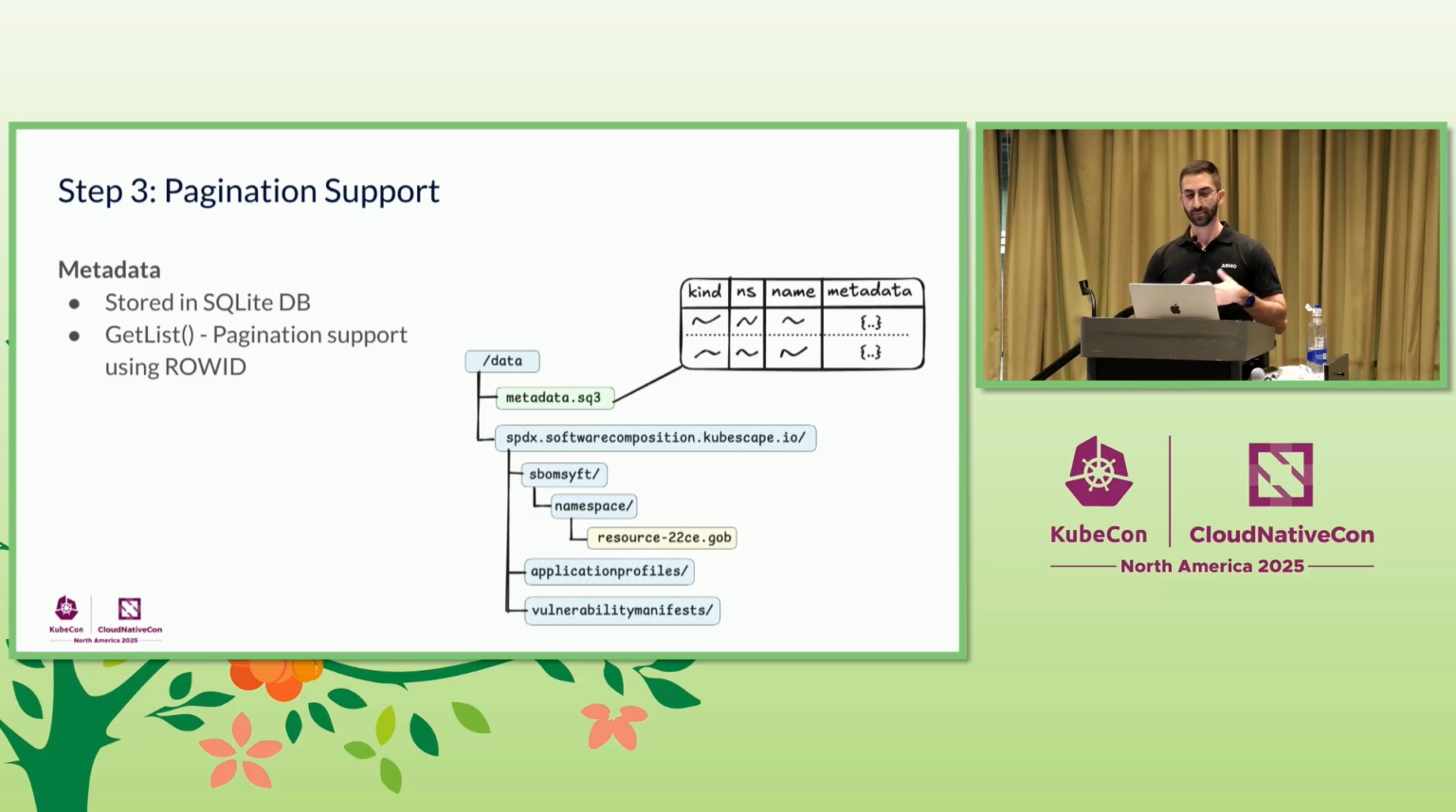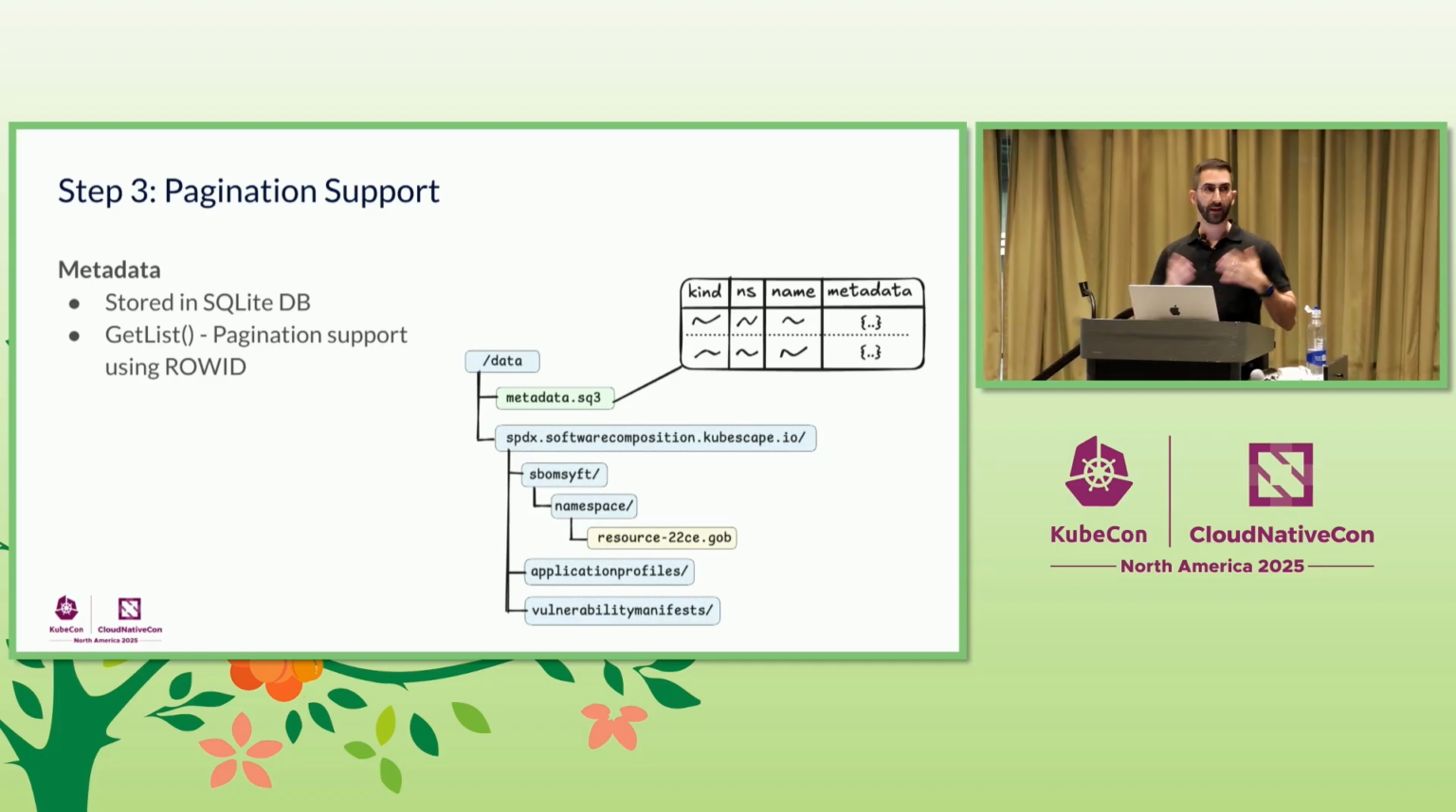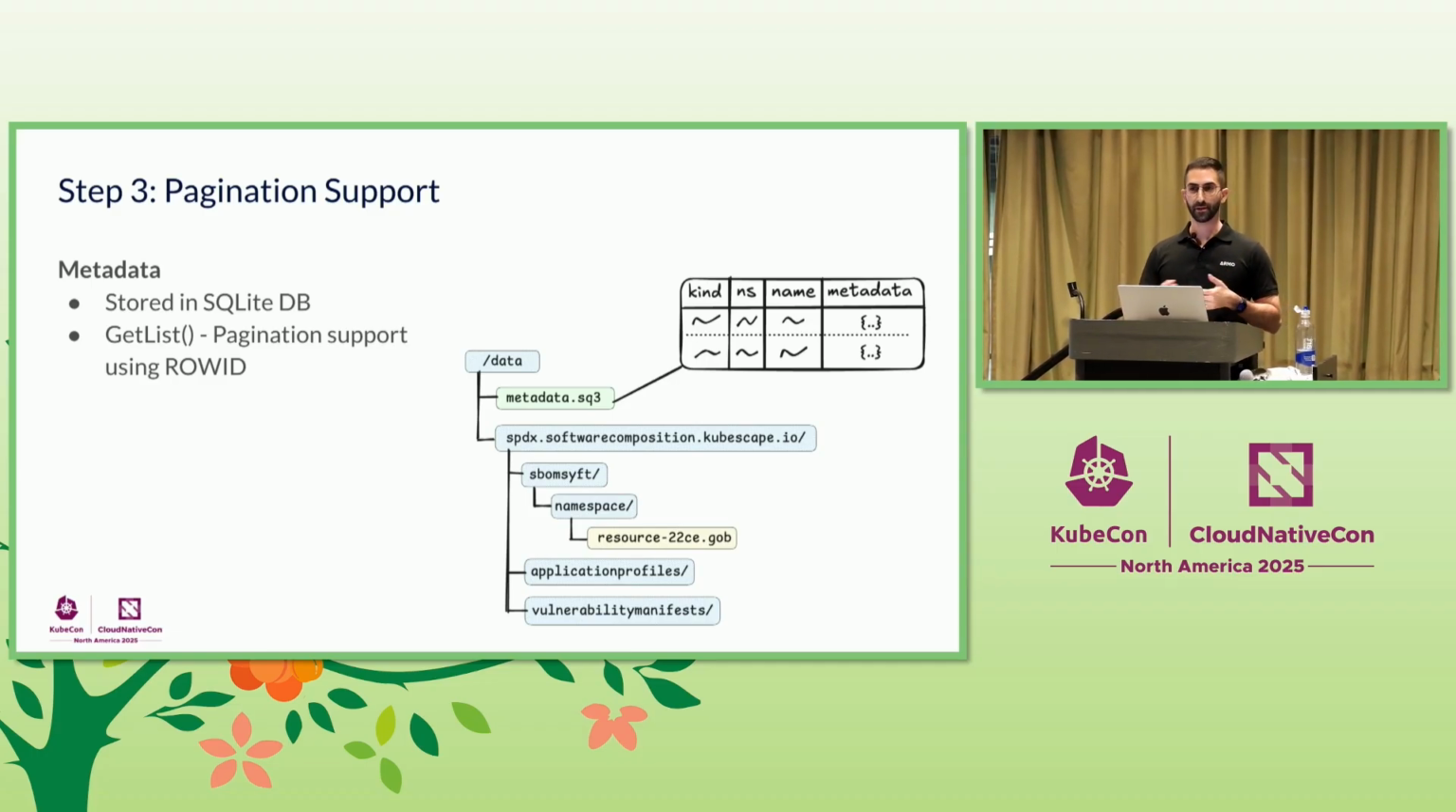And so the third step is that we didn't really support pagination. And as you can imagine, listing thousands of resources in a single request was not a good idea. So we knew that this is something like a tech debt that we need to solve. And so how we solved it was within SQLite DB. So what we were doing is that we were saving the metadata in SQLite DB and using the row ID when someone sends a get list request to get the next page.